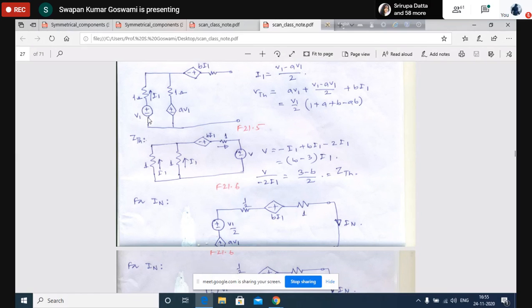Because when we say voltage source, we are assuming that this is a constant voltage source, a voltage source having 0 impedance. That's why you are assuming this to be 0.